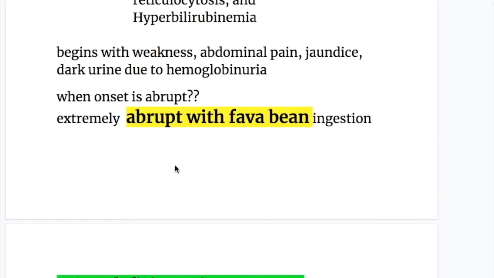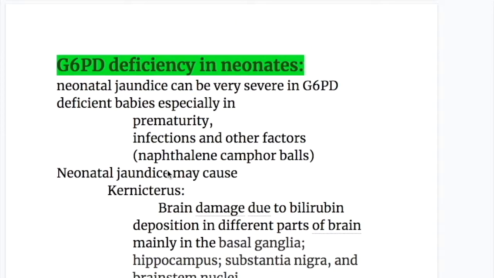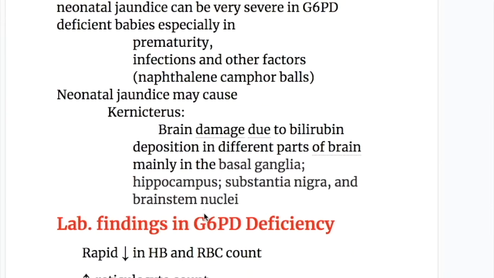Favism ingestion causes abrupt onset of the condition. G6PD deficiency in neonates: neonatal jaundice can be very severe in G6PD deficient babies, especially those who are premature and have infections and other factors like naphthalene or camphor balls in their bed. What are the complications of neonatal jaundice in a G6PD deficient neonate? It may cause kernicterus. And what's kernicterus? Deposition of bilirubin in the brain. In which part of the brain? In different parts of the brain, mainly the basal ganglia, hippocampus, substantia nigra, and brainstem nuclei, causing brain damage.